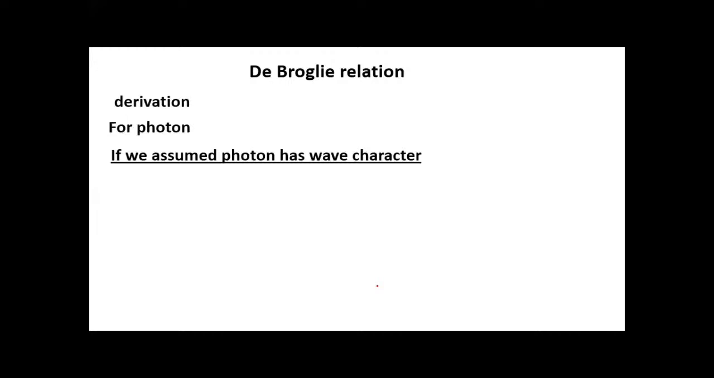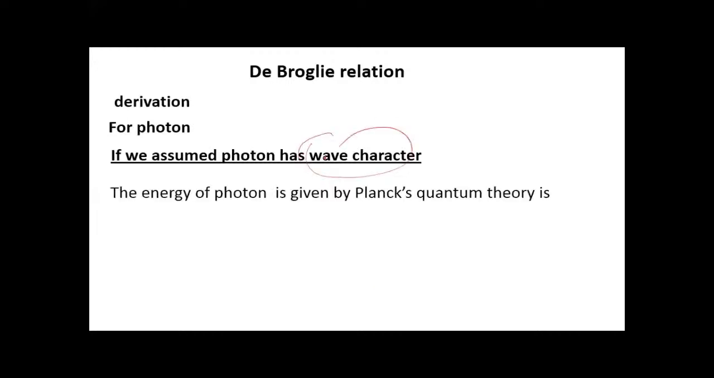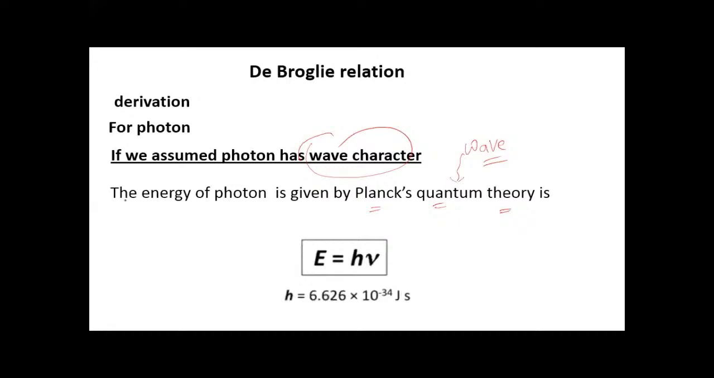Now we will derive the de Broglie relationship for a photon. If we assume the photon has wave character, the energy of the photon is given by Planck's quantum theory, because this theory explains the wave nature of light. So here E = hν, where E is energy, h is Planck's constant, and ν is frequency. We consider it equation number 1.